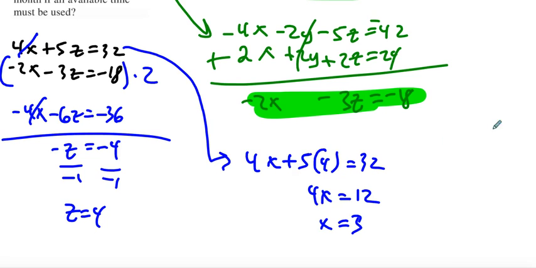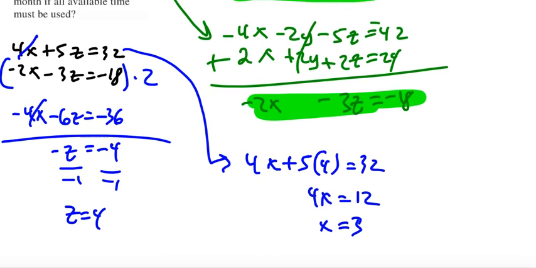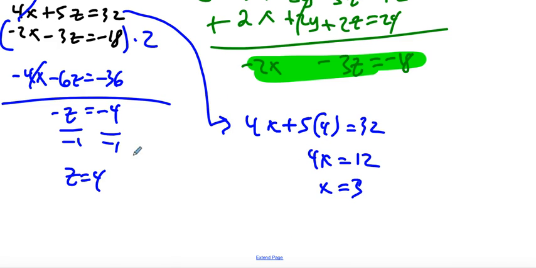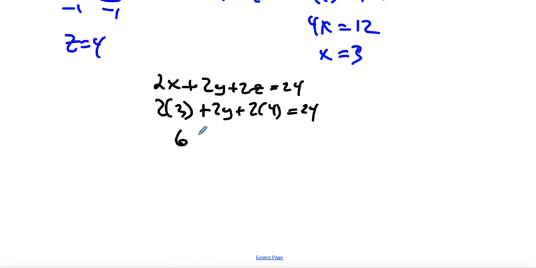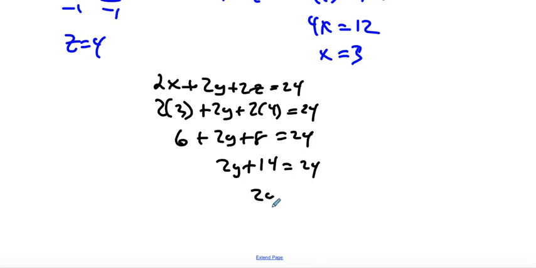And then last but not least, I can solve for y by just taking one of my other equations up there, which I'll just take this one right here, which was 2x plus 2y plus 2z is equal to 24, and just plug in my x and my z. So 2 times 3 plus 2y plus 2 times z, which is 4, is equal to 24. So that's 6 plus 2y plus 8 equals 24. Add those guys together. Subtract 14 from both sides. Divide by 2, I get 5.